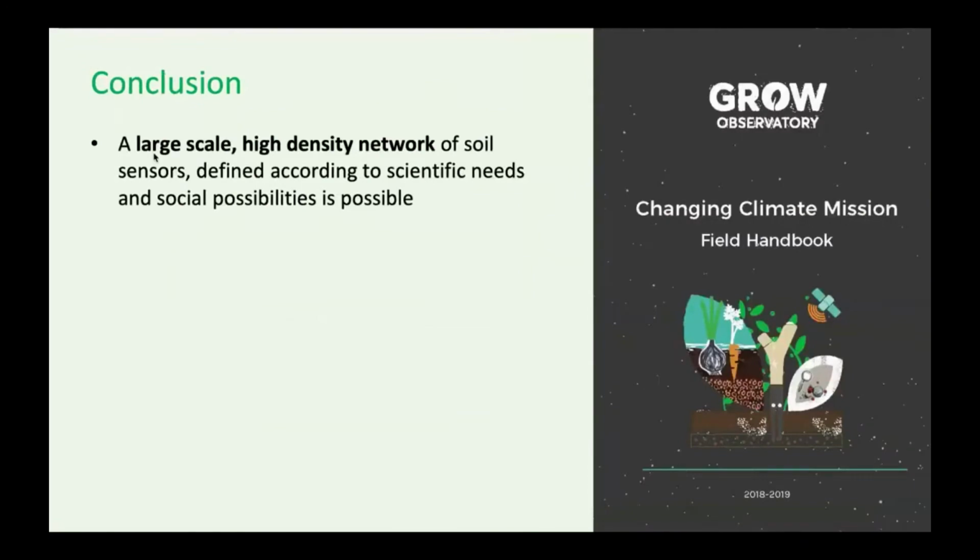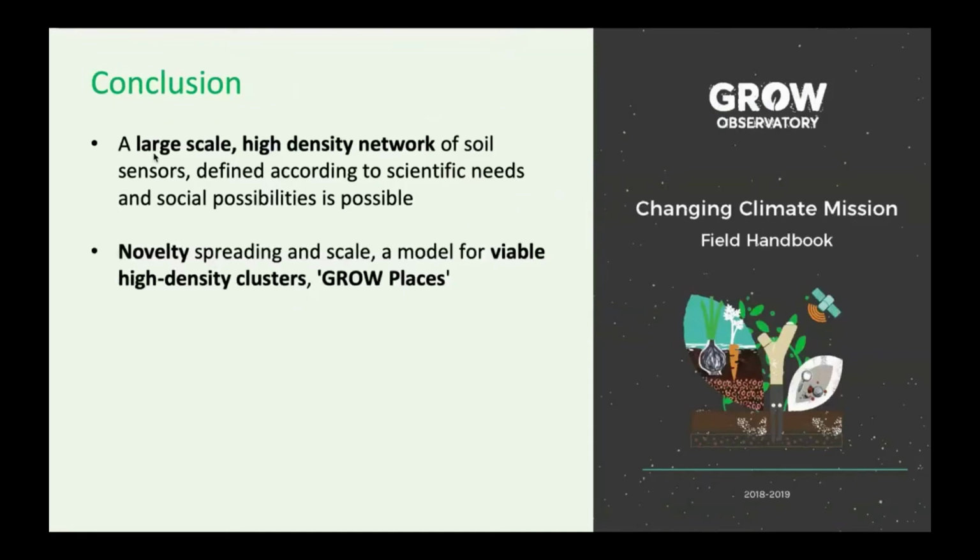So the conclusion: with the support both of the top-down scientific framing and the bottom-up nature of working with communities, and also opening data so both science and communities can use that data to make change at the local level as well as at a large-scale scientific level, we created a high-density network of soil sensors defined according to scientific needs and the social possibilities. The novelty really was the spreading and the scale of that. So the model is viable and demonstrated in the high-density clusters that we call GROW places.